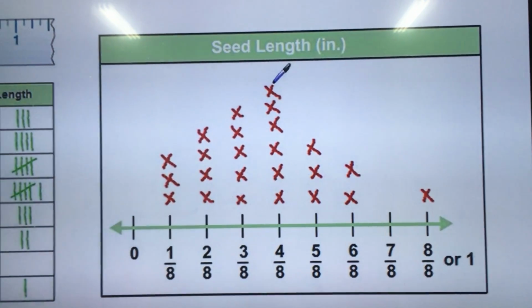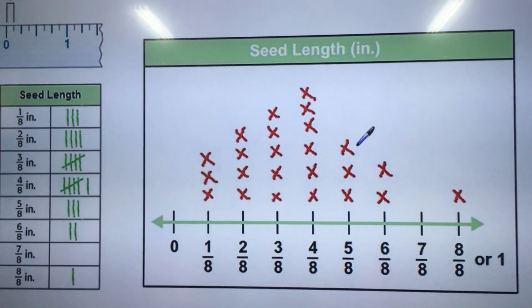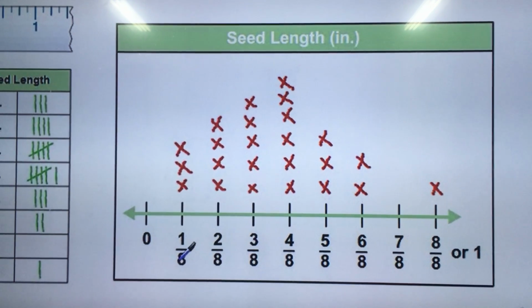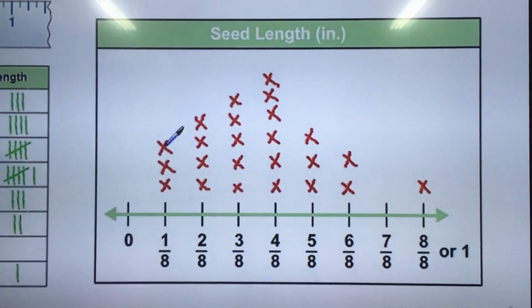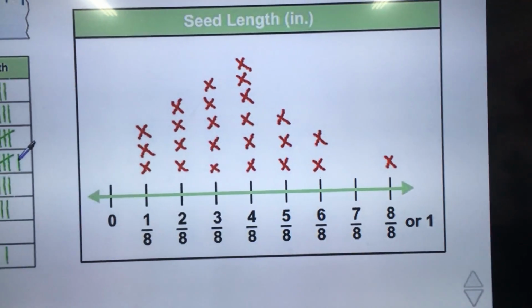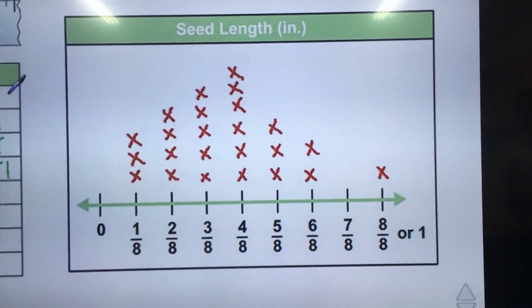Notice also that we have 2 that are the same. 5/8 of an inch and 1/8 of an inch were recorded 3 times each. And notice in the table over here to the left, we have 3 in each of those 2 parts that were recorded.